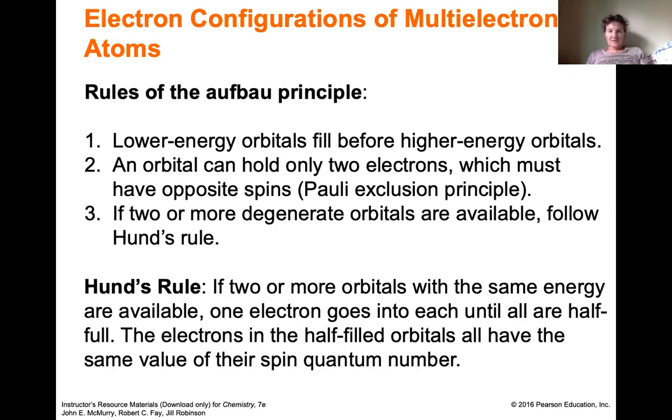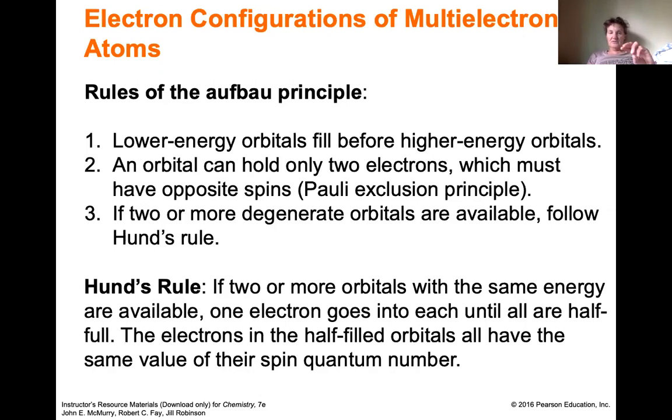So here's Hund's rule. If you have 2 or more orbitals with the same energy, so 2 places to sit on your ledge that have the exact same energy, 1 electron goes into each until they're all half full. And then once that's true, if you have to start pairing them, you're gonna put them into the same orbital as another electron and pair the spin. But until they're all half full, the electrons in the half-filled orbitals will all have the same value for their spin quantum number.